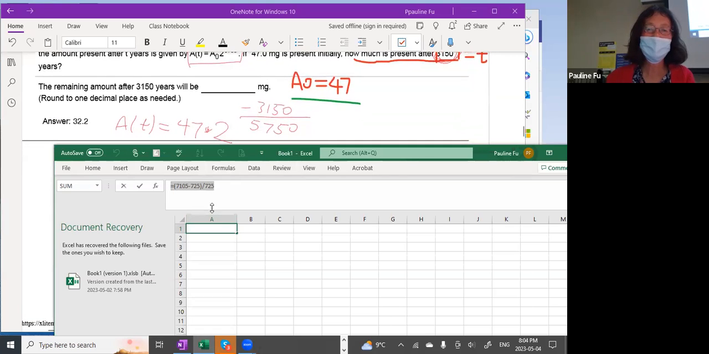Okay, returning to our question. I need to calculate negative 3,150 divided by this number, and then 2 raised to that power. Why not directly do it? So equals 47 times 2 raised to the power of this number. Okay, so the result is 32.15. 32.15 is the result.